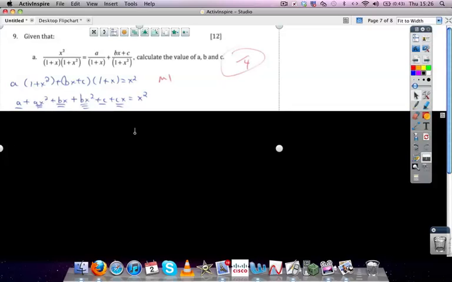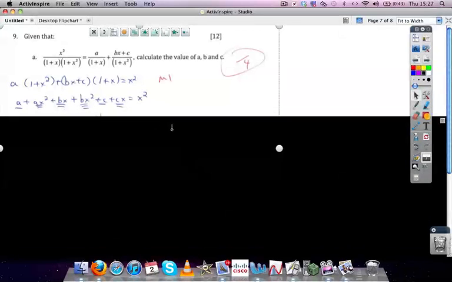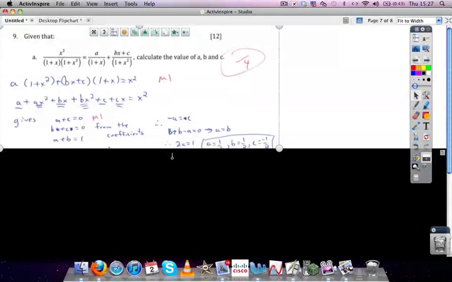Expanding that out, a plus ax squared plus bx squared plus c plus cx. Now it's pretty simple because your constant a plus c is going to be nothing. Your coefficient a plus b is going to be 1. And here you have b plus c equaling, again, 0. Right? So you have these 3 equations.